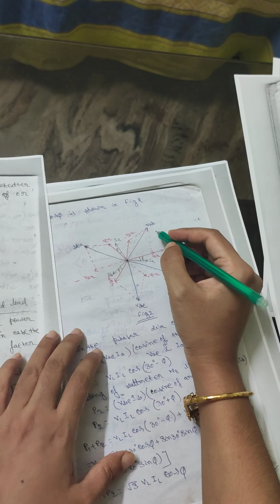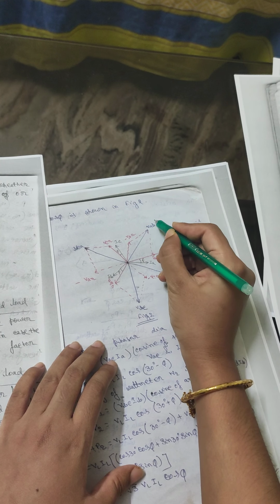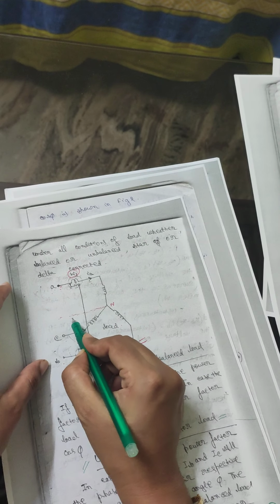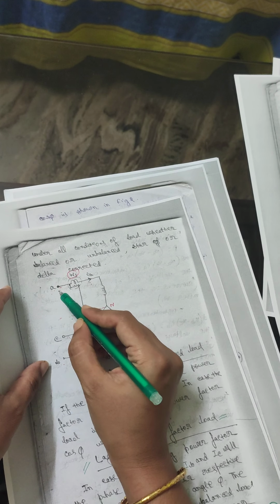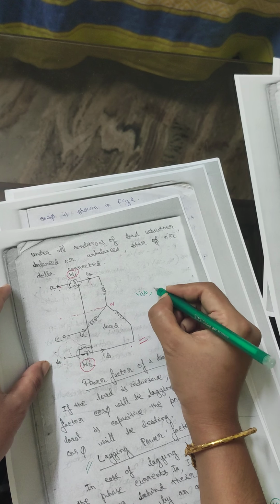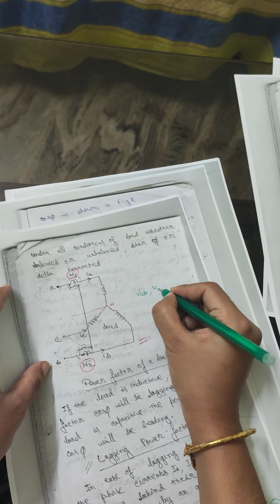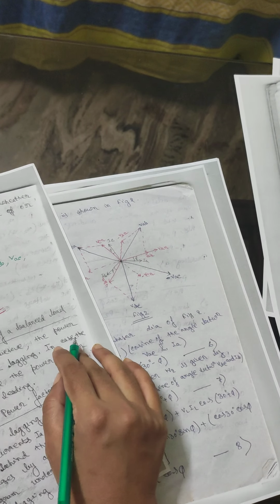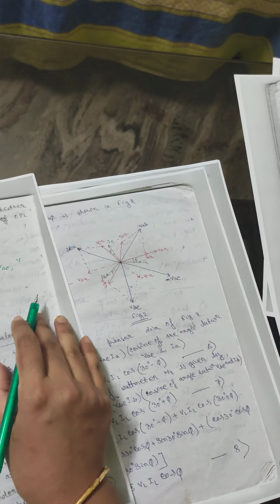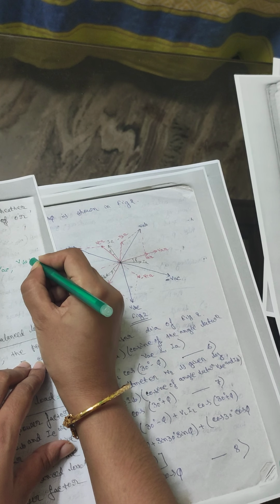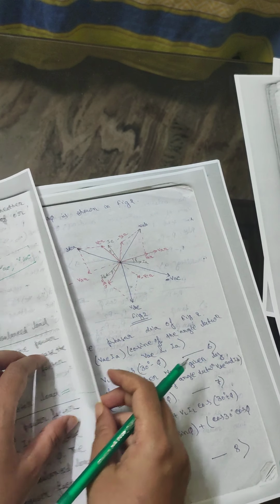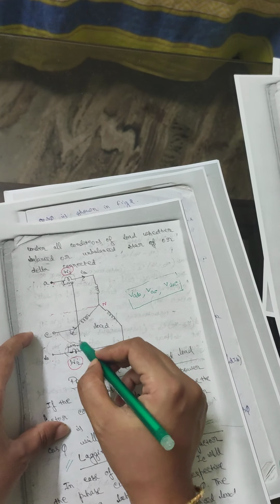how I am drawing over here. See, VAB means that one is the circuit connection. The voltages are VAB, VAC, and another one is VBC. Three line voltages are there.